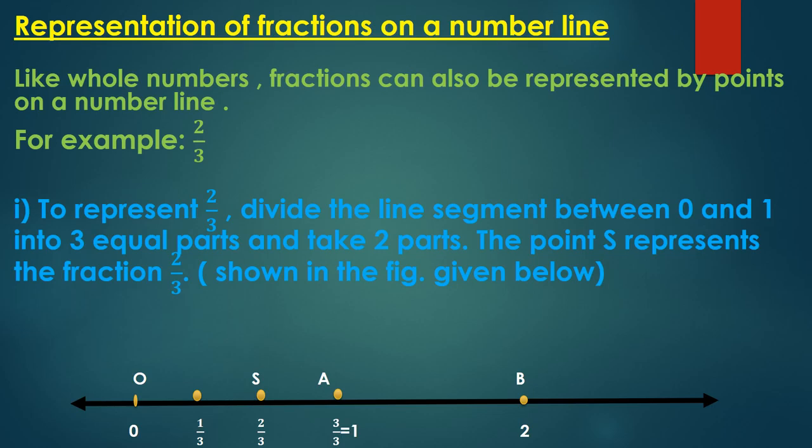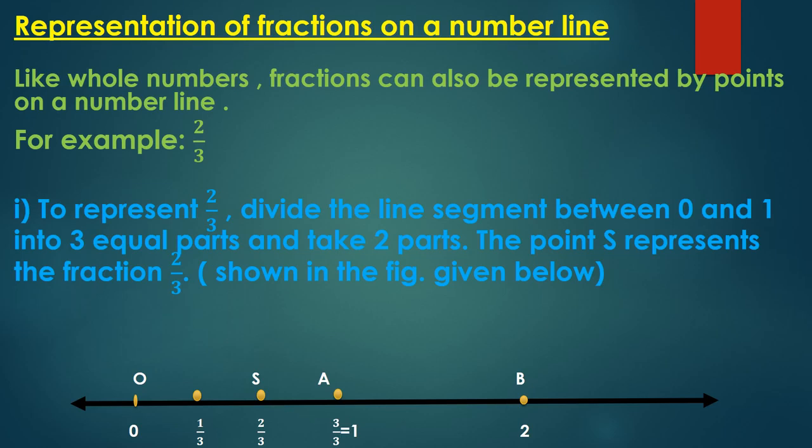For example, 2 upon 3. To represent 2 upon 3, divide the line segment between 0 and 1 into 3 equal parts. Now see the number line which is shown below. 0, 1 and 2, 3 whole numbers are written there. Between 0 and 1, we will divide into 3 equal parts.